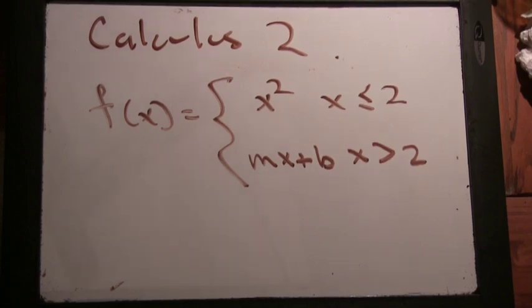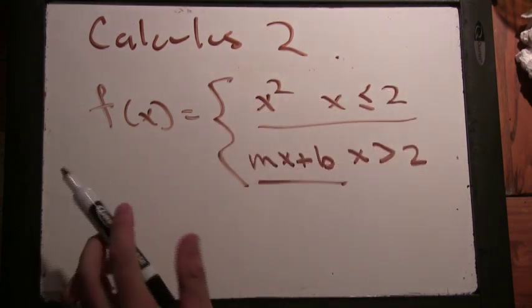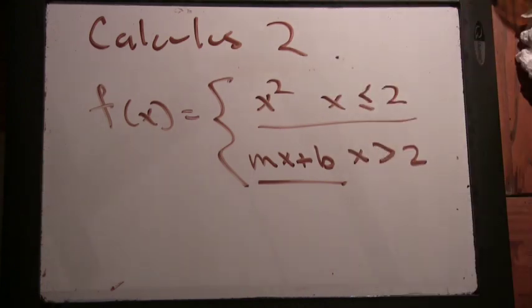Okay, so this is the second problem. This is problem 72 in the section we were looking at. It defines f of x this way: it's x squared for x less than or equal to 2, and mx plus b for x greater than 2. And it asks you to find m and b. Find the values of m and b that make this function differentiable everywhere.